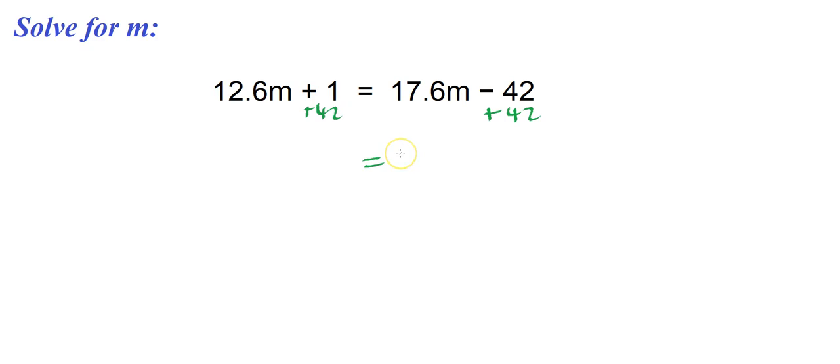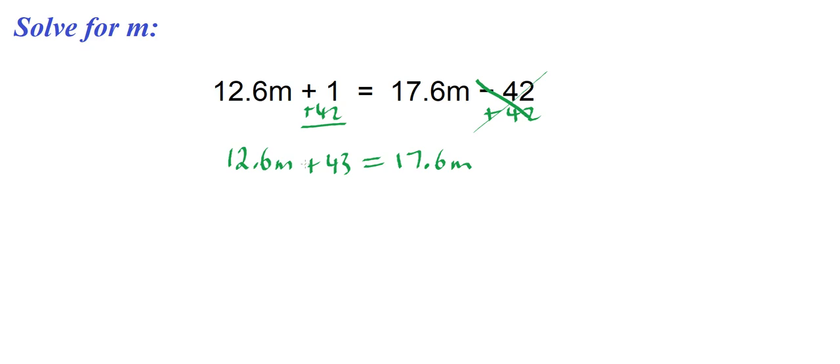So let's tidy up the equation right now. What are we left with? 12.6m, we haven't touched that yet. 12.6m plus, what's that, 43, right? And then on the right hand side we've got 17.6m, again that hasn't been touched yet. And that is all that's left, because minus 42 plus 42 gives us 0. What we're looking at now is 12.6m plus 43 equals 17.6m.